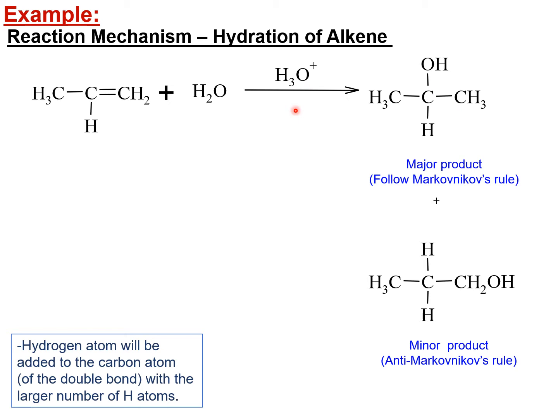Okay, the one yang tak follow Markovnikov's rule will be the minor product. Tapi when it comes to the reaction mechanism, you have to show the mechanism. Kalau soalan tak minta minor, that means memang you always have to prioritize to do the reaction mechanism for the major product. Okay.